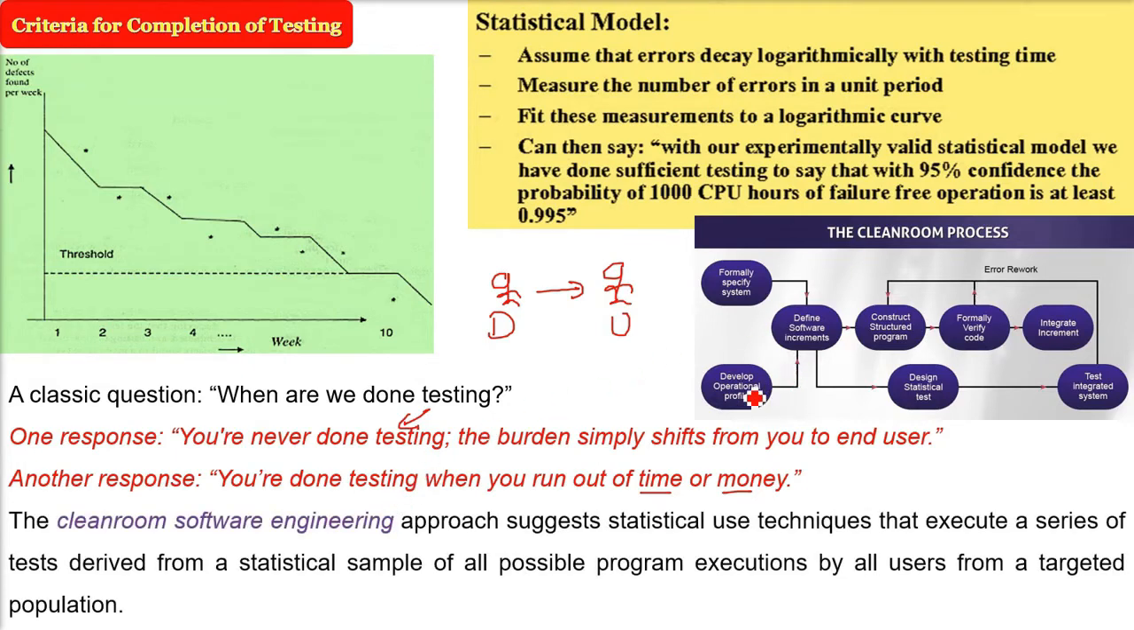There are certain approaches, like clean room software engineering. Now these kinds of approaches suggest statistical use techniques that execute a series of tests derived from a statistical sample of all possible program executions by all users from a targeted population. So people say that in this kind of approach you can decide when the testing will end.